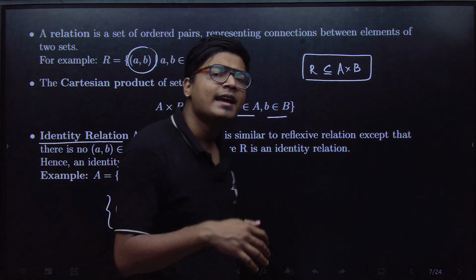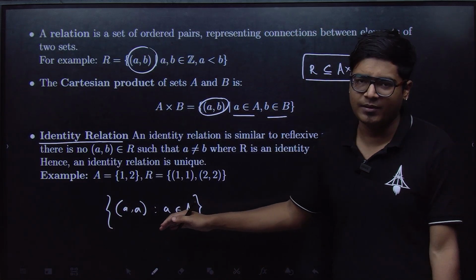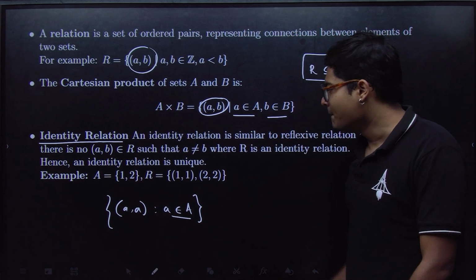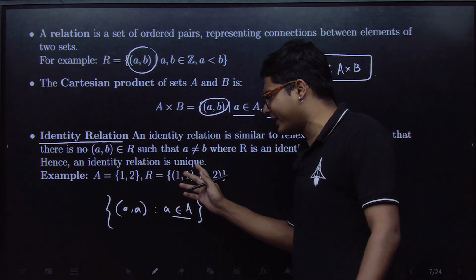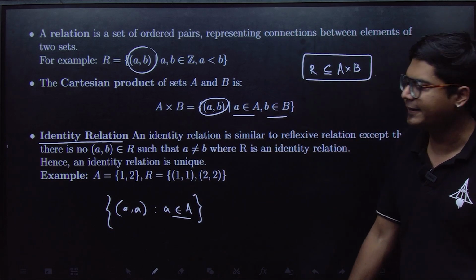This is identity. And if you know reflexive, it's slightly different from reflexive and we'll come to that in a second. But this is clear. For example, if I take A to be {1, 2}, then the identity relation only contains (1, 1) and (2, 2), right? Okay.